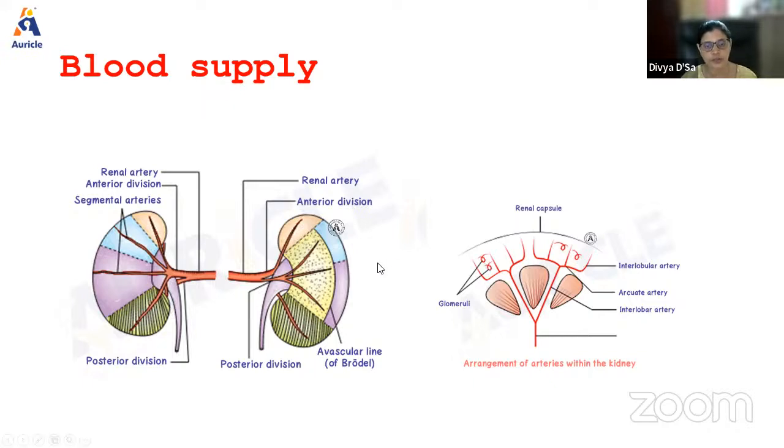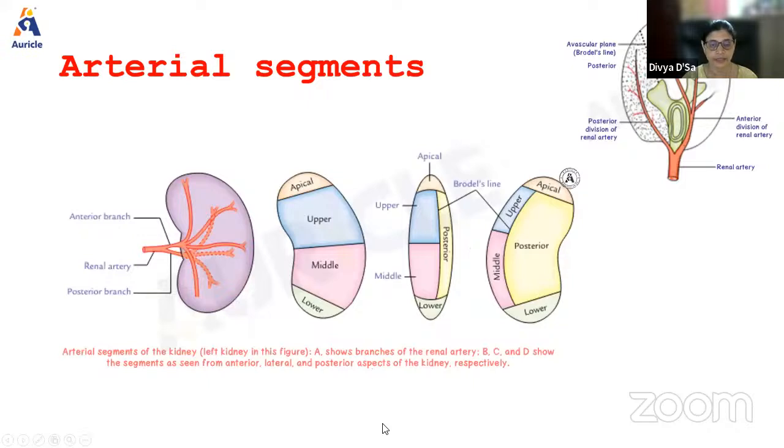Here you should know that posteriorly, it will also divide, supplying these segments. But on the posterior surface, at the junction of the medial 2/3 and the lateral 1/3, there is a plane which we call the avascular line of Brodel. Here the anterior and posterior segmental arteries do not anastomose, so this area has relatively lesser blood supply. So this is used as a surgical site to approach the kidney.